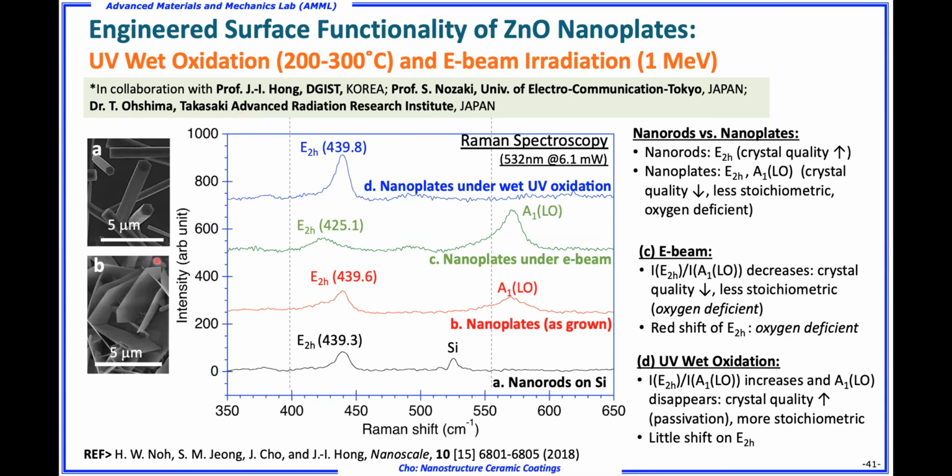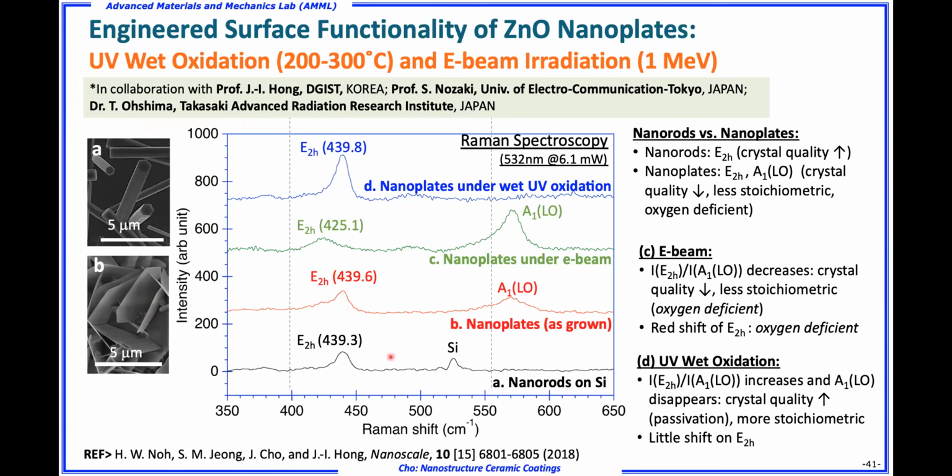The DGIST group produced this nanoplate, well-aligned and A-axis oriented. In order to generate this nanoplate, they use an A-axis oriented seed layer, and then they form this nanoplate. This big plane is from the C plane, the basal plane. And this is just a typical nanorod on silicon, but because there was no seed layer, it is mostly lying down on the silicon surface.